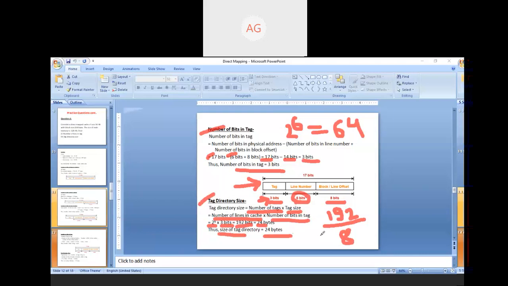So all of you understand this? How we calculate the tag directory size? We need to use the formula and also need the conversion, how we use the conversion of powers of 2 in calculating the memory sizes. This is very important. We need to convert it.